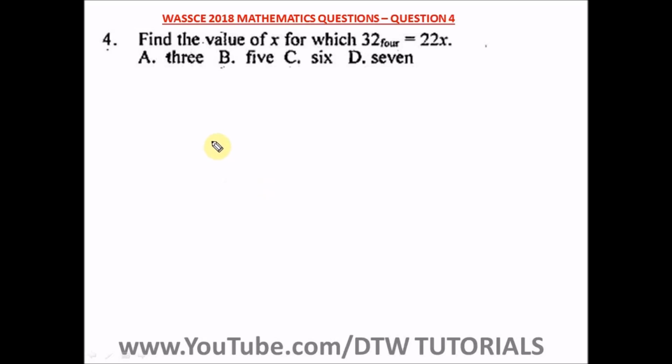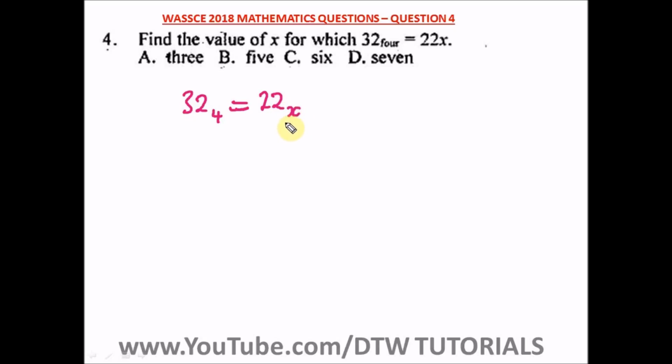Question 4 of the WASSCE 2018 Mathematics Past Question, that's your WAEC exams. It says find the value of x for which 32 base 4 is equal to 22 base x. So you have 32 base 4 is equal to what? 22 base x. So we are to look for the value of what? x. Remember our number bases. Okay, so let's convert both sides to base 10. Both this 32 base 4 to base 10 and also 22 base x to base 10.